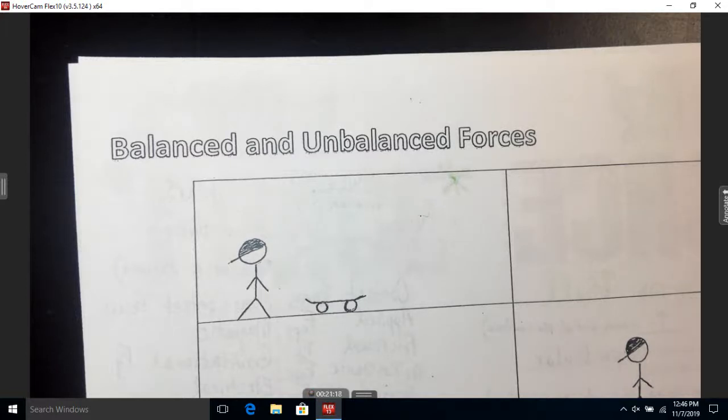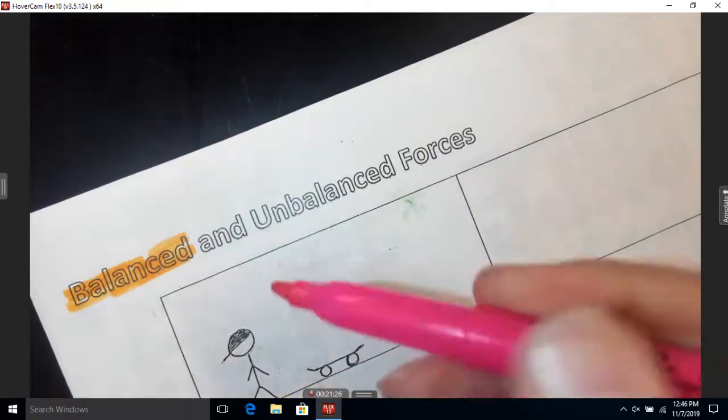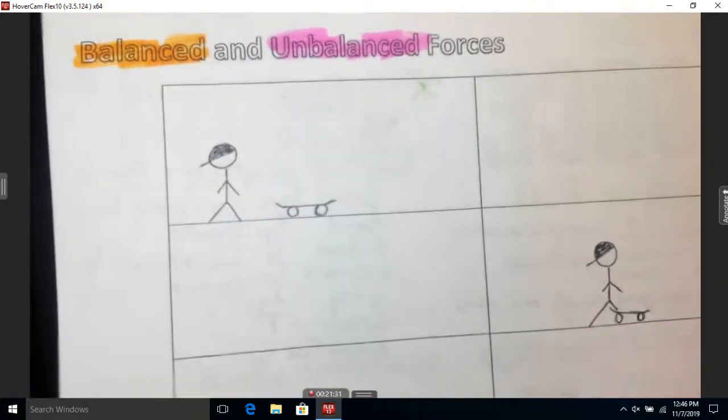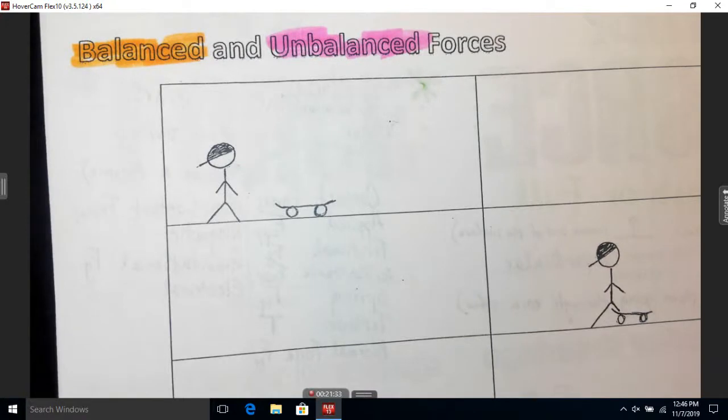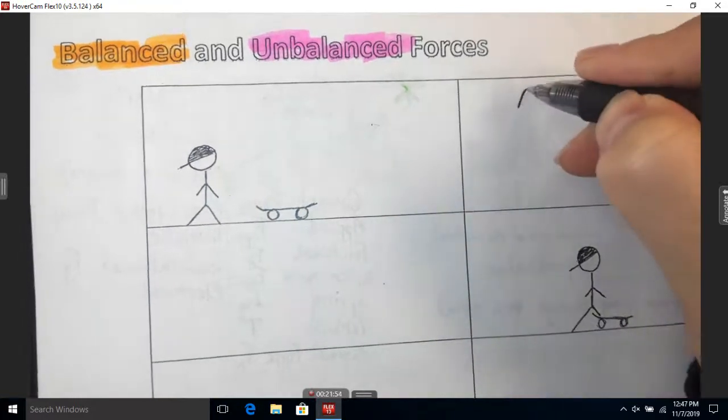This is going to combine some of our speed and velocity stuff with forces. So we have something called balanced and unbalanced. Okay, my little guy right here on the skateboard. What's their motion? What do y'all think their motion is? Nothing. What do we call motion, no motion? At rest.